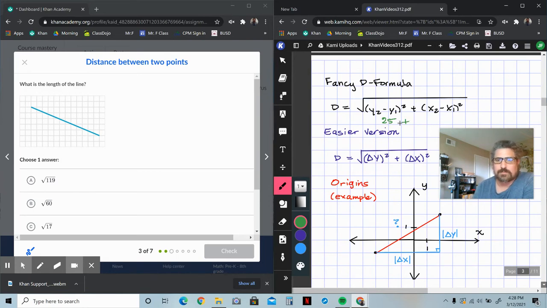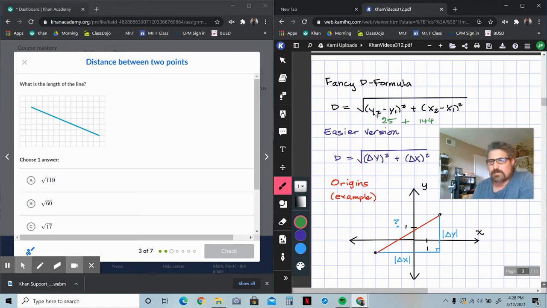Okay, change in y squared. The change in x direction is going to be from here to here, right? So it's going to end up being 1, 2, 3, 4, 5, 6, 7, 8, 9, 10, 11, 12. So this is going to be 12 squared, which is 144. Change in x is 12, square it, 144.